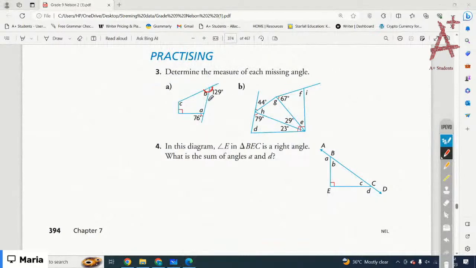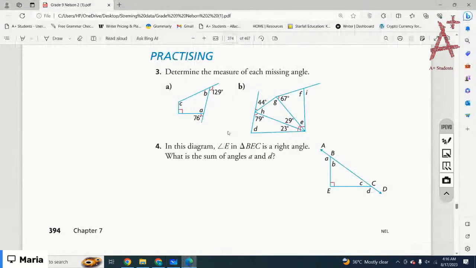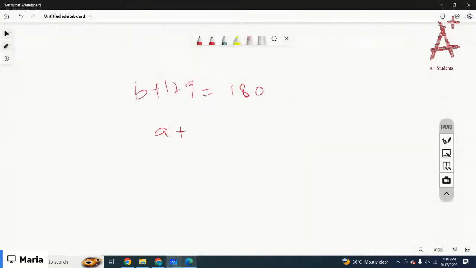B and 129 together form a supplementary angle, 180 degrees. Same with A plus 76, right? So let's just solve it. B plus 129 equals 180, and A plus 76 equals 180.